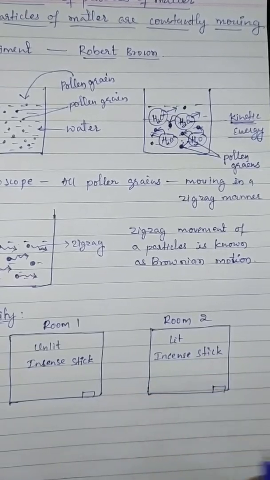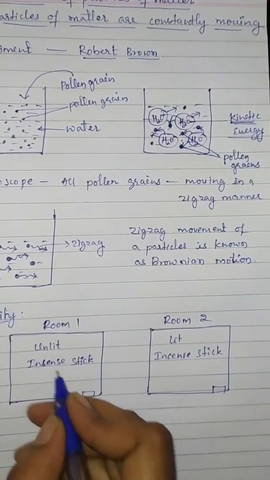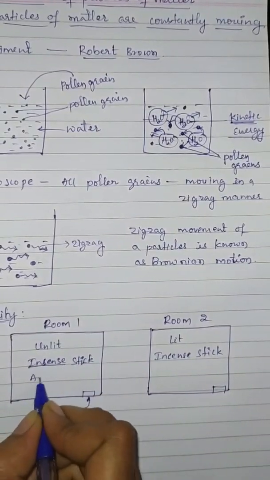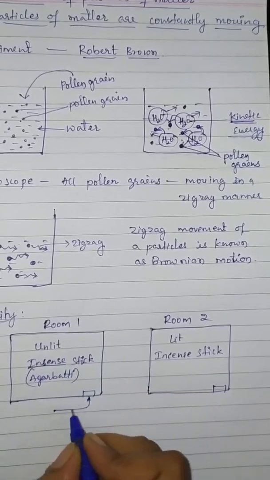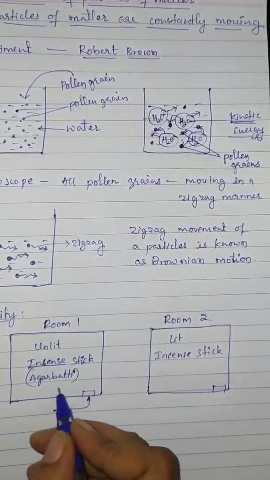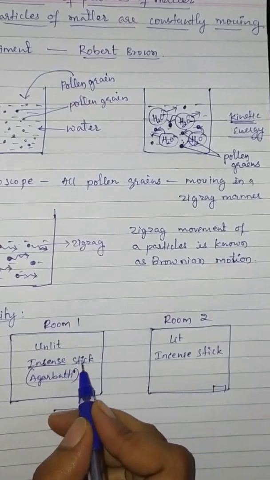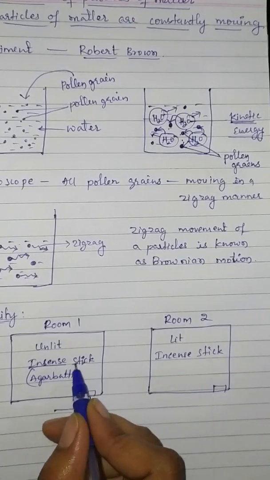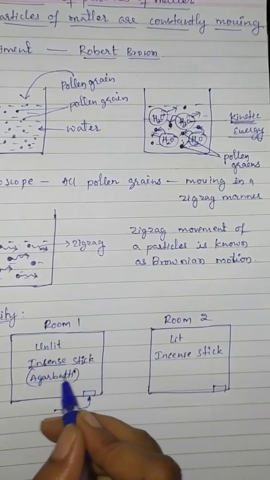Okay, now I will enter this room. Okay, I will enter room 1 in which the unlit incense stick is placed. Okay, and incense stick is nothing but an agarbatti. Okay, when I enter this room I will not experience the smell of this incense stick unless I move this incense stick near to my nose. Okay, when I keep this incense stick near my nose, then only I'll experience the smell.